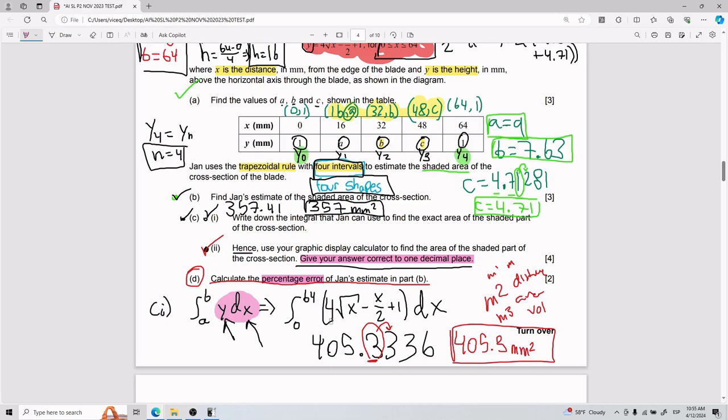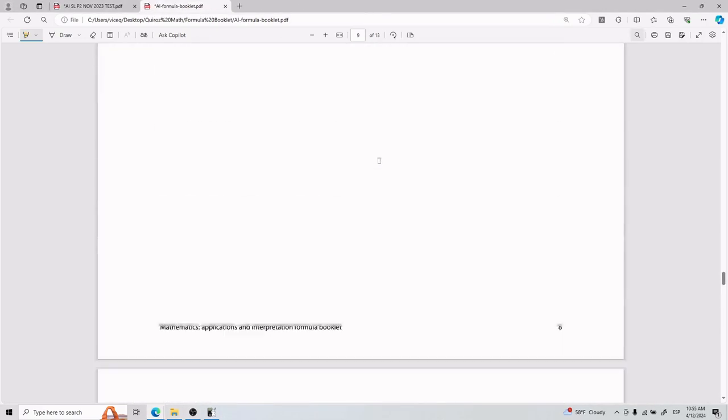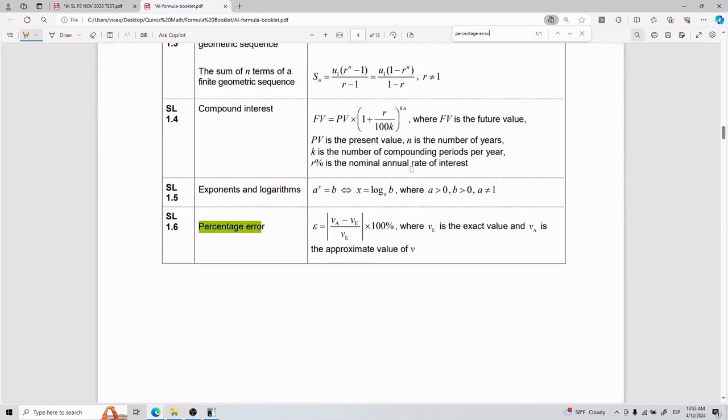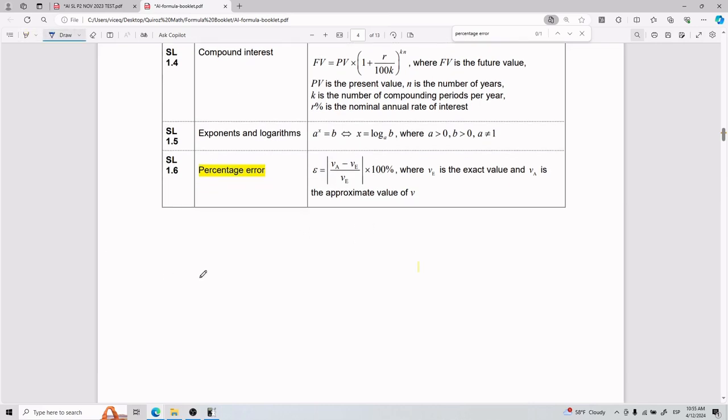I suck at percentages. But I've heard about percentage error. I know it's in my formal booklet, and you're going to take it out and start digging, and eventually, percentage error, there it is. You're going to look at it and slowly start remembering how it works, and you're going to say, right.